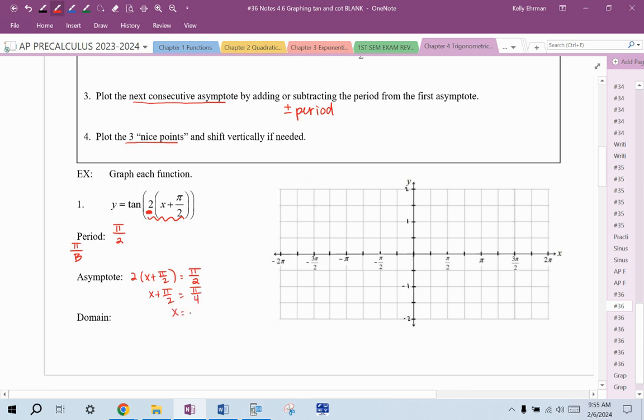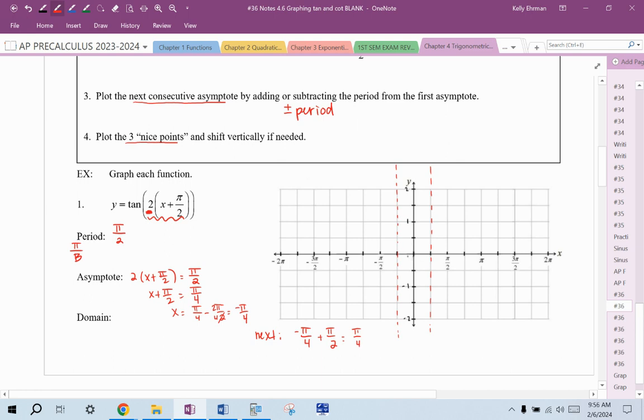Subtract pi over 2. Pi over 4 minus pi over 2. Make that 2 pi over 4 to get a common denominator. It's negative pi over 4. So the first asymptote is at negative pi over 4. Let's sketch that in right there. And then the next asymptote, we'll add the period onto that. So start at negative pi over 4, add pi over 2 onto that, or I'll use your graph. Pi over 2 is 2 boxes, so another 2 boxes over. We should land right here. Mathematically, it works out, though. Negative pi over 4 plus 2 pi over 4 is positive pi over 4, so that's right.